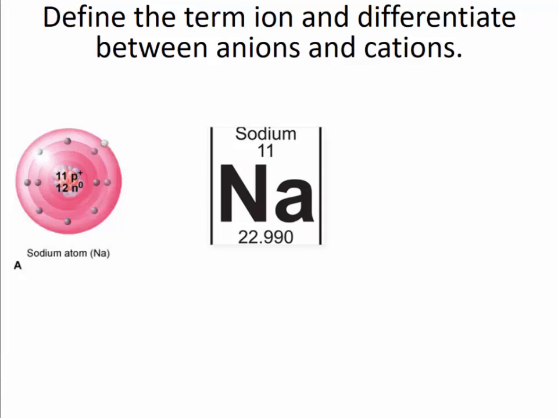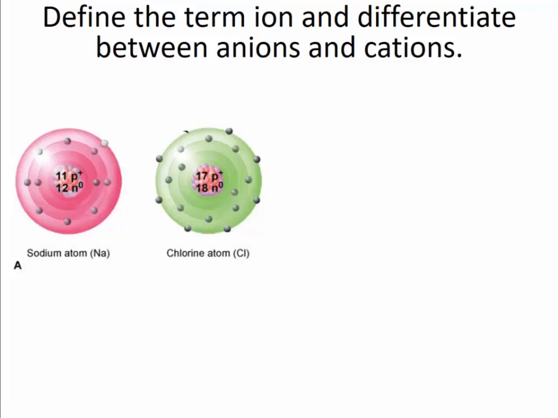Let's look at a second element, chlorine. Chlorine has 17 protons in its nucleus and 18 neutrons. And because it has 17 protons in its nucleus, it has 17 electrons in orbitals surrounding the nucleus. If we look at that, we can see that the inner orbital has 2 electrons, the second orbital has 8, and so both of those are full. But the outer orbital has only 7 electrons. In order to be full or stable, it needs to have 8 electrons. So it needs 1 more.